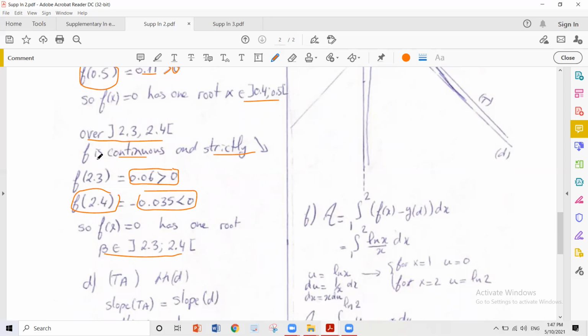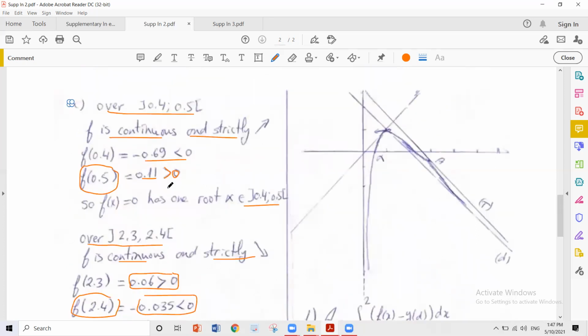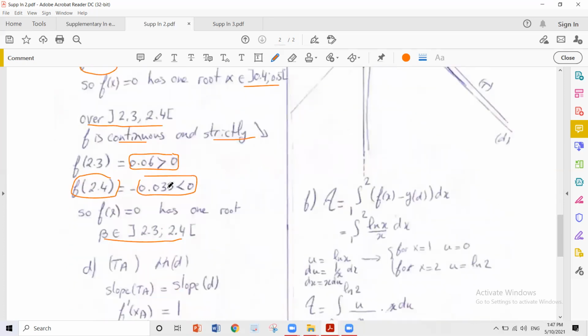Don't forget to put in the test that f is continuous and either increasing or decreasing. Do not directly calculate f of 2.3 and f of 2.4, because it is done.